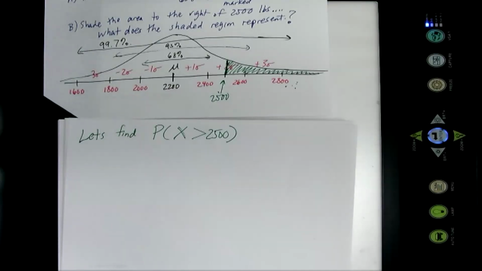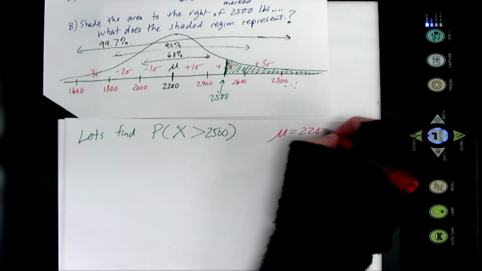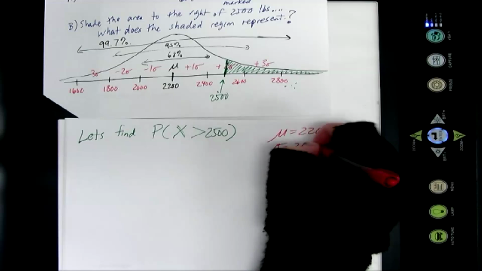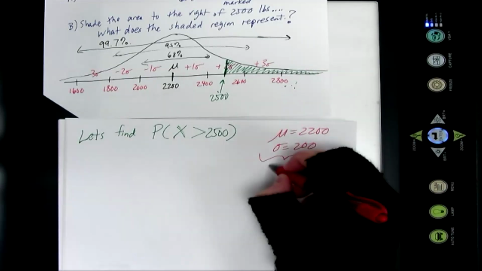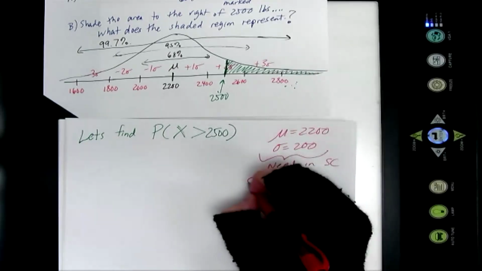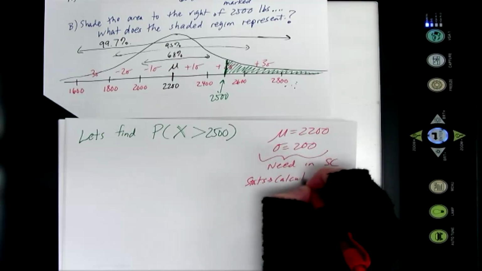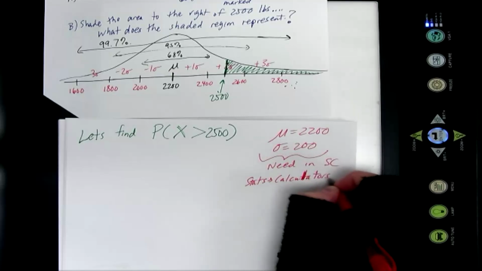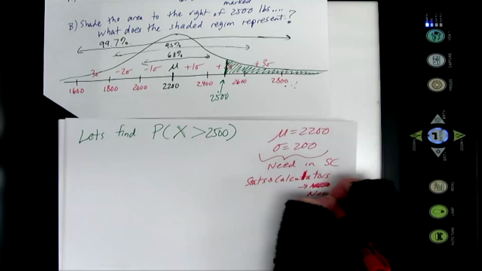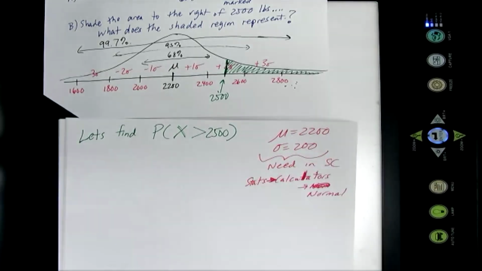So this had a mean of 2,200 and a standard deviation of 200, and those are needed in StatCrunch. We're going to go Stats, Calculators, Normal.